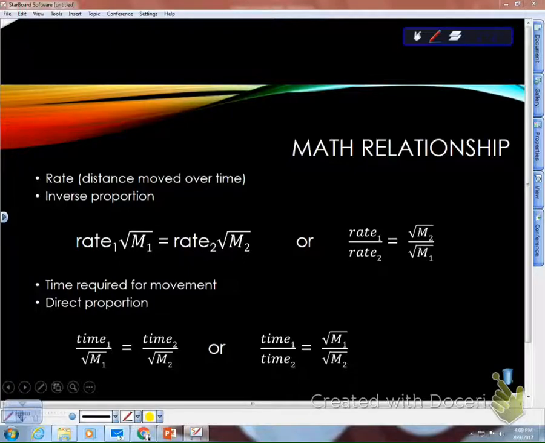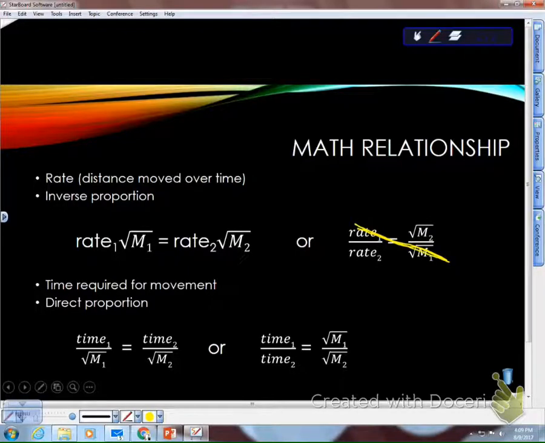Another way that you might prefer to use the Graham's law setup is to write it like this. I'm not a huge fan of this. Over the years, it has caused students some trouble because they have to remember, if you set it up like this, since they're inversely proportional, the square root of m1 will be on the bottom on the other side, the far side of the equal sign.